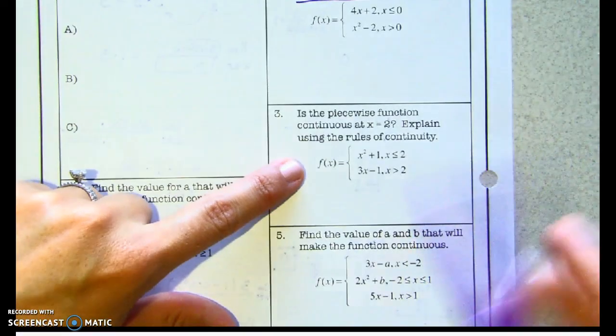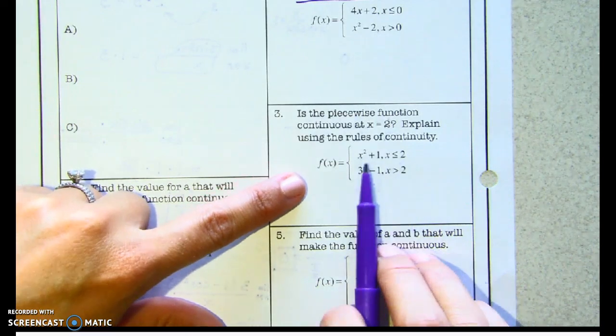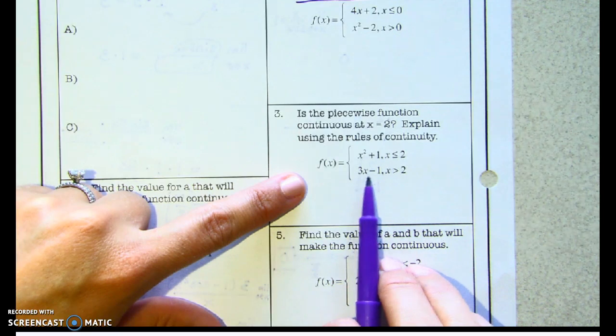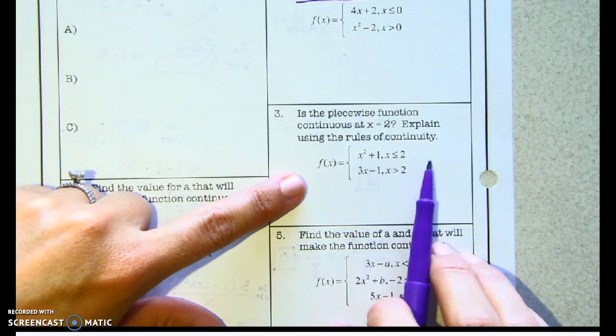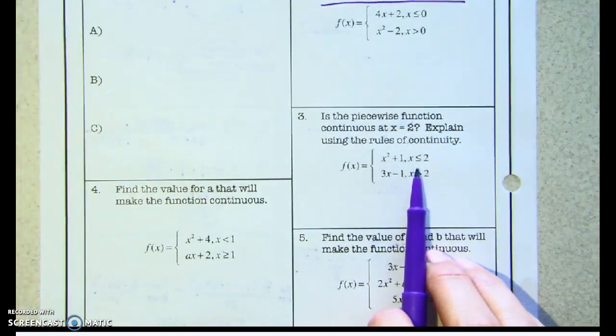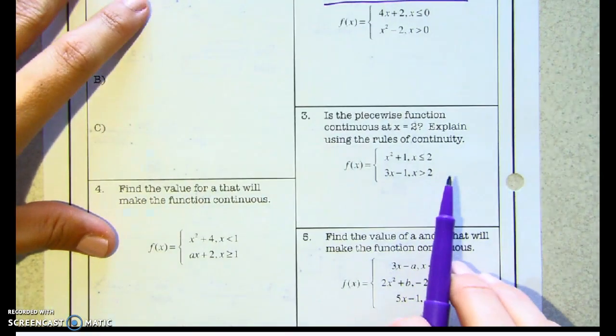This one, is this one continuous at 2? 2 squared is 4, plus 1 is 5. The limit from the left equals the limit from the right. And it's defined at 2. Yeah? So this is continuous.